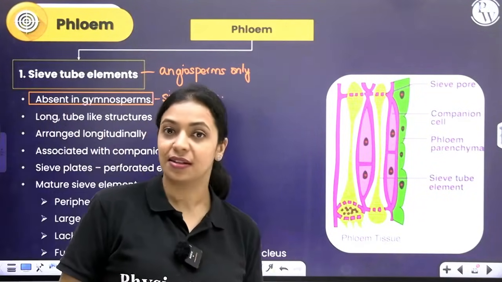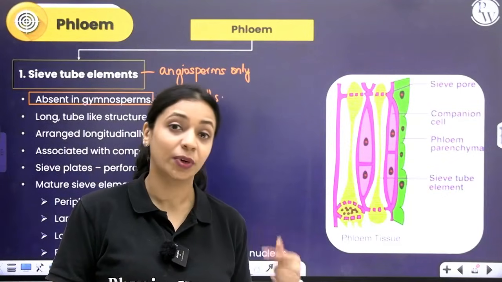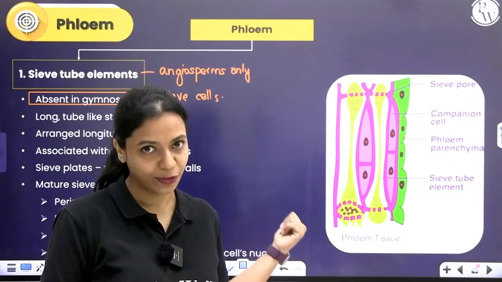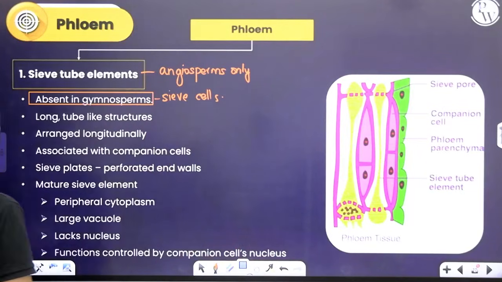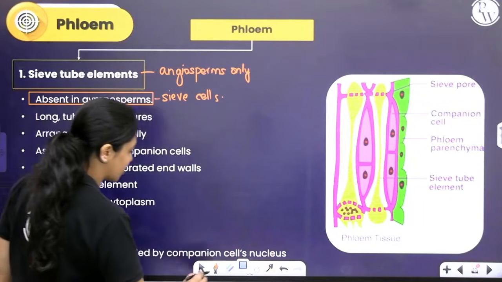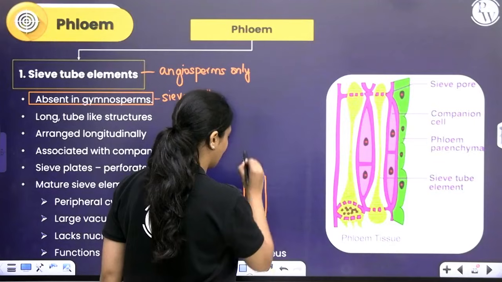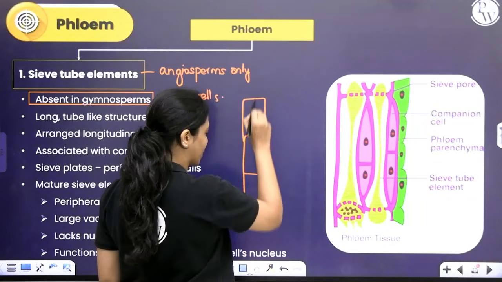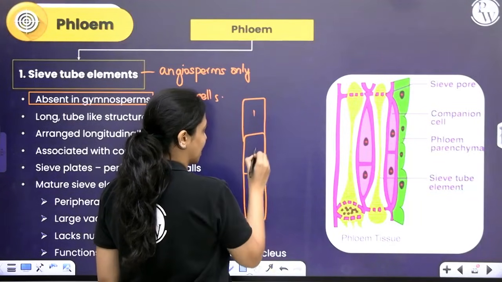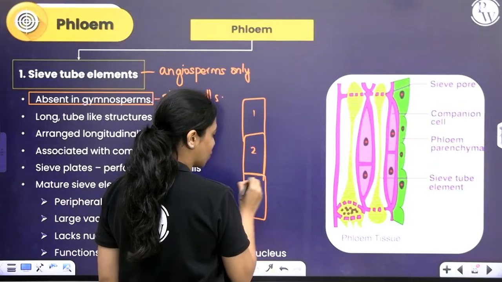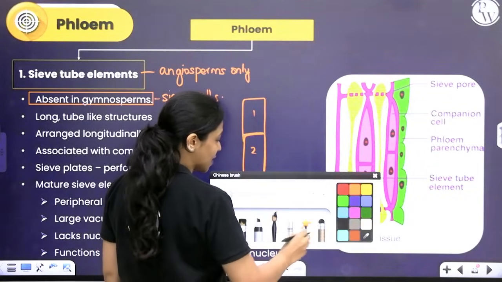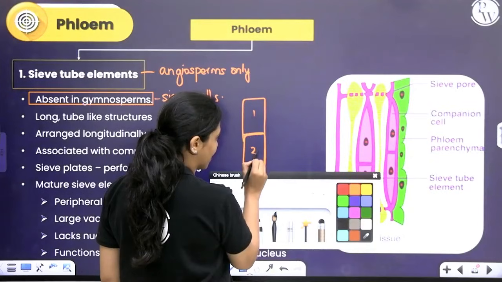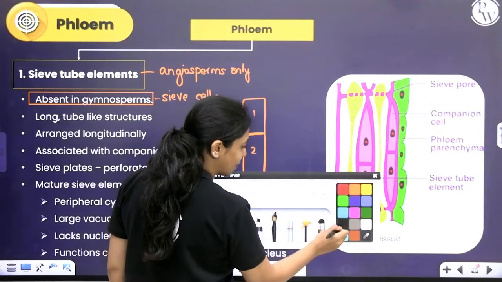Similar to how vessels conducted water, here they conduct food, but vessels were empty dead cells, but sieve tube elements are living cells. They are also cylindrical in shape, tube-like, and they are arranged longitudinally, which means they are arranged one on top of each other like this to form a continuous tube. If this is 1 cell, 2 cell, 3 cell, there are walls that exist between these cells, right? They are called cross walls. So the cross walls, or the walls that are present between 2 cells, they will be perforated.